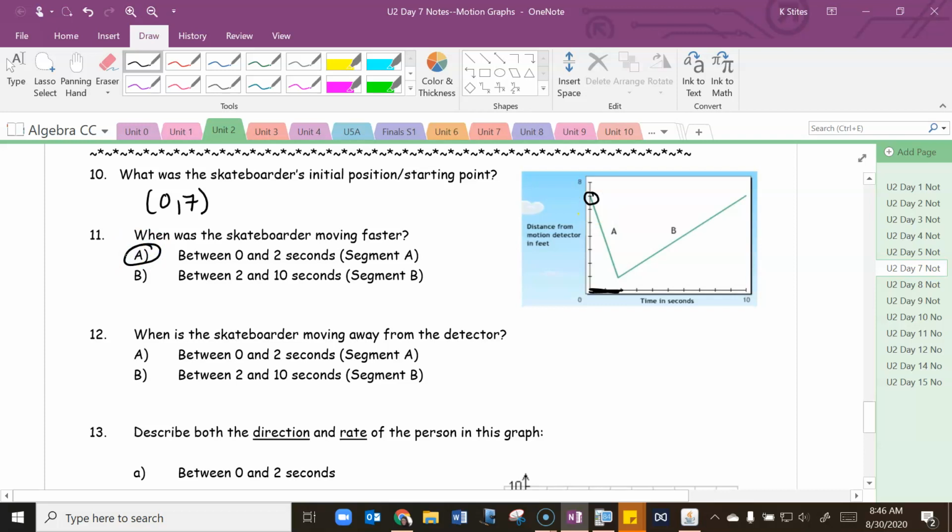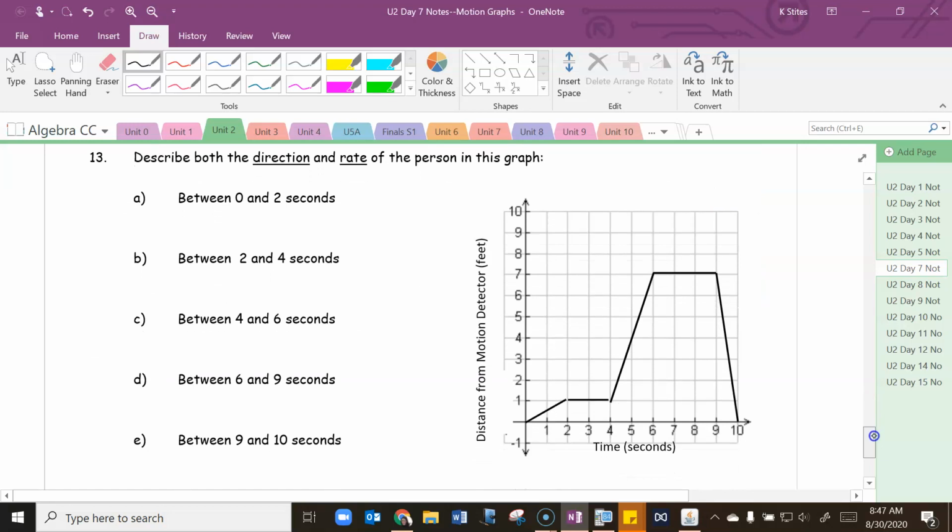Okay. When is the skateboarder moving away from the detector? So when you move away from someone, this means your distance is increasing. Okay, or going uphill. So if we take a look, going uphill is this guy, and that's between 2 and 10 seconds, so that would be B.